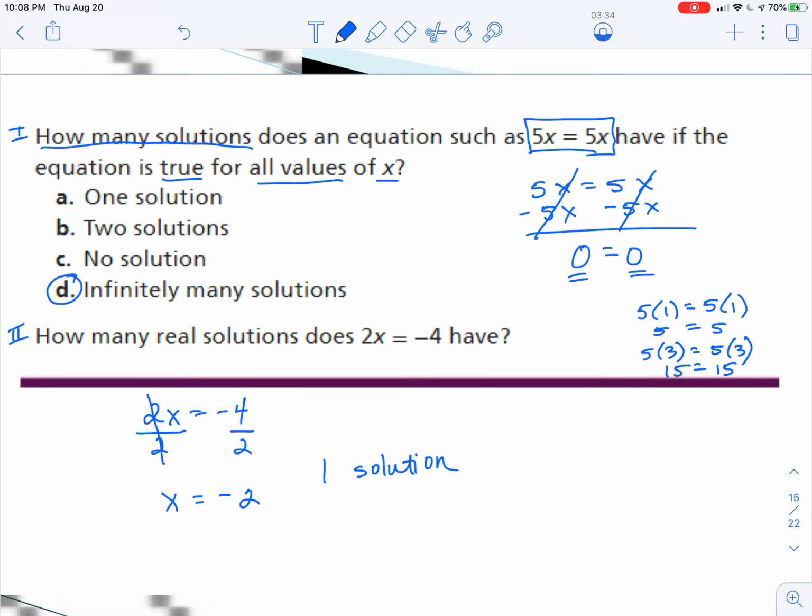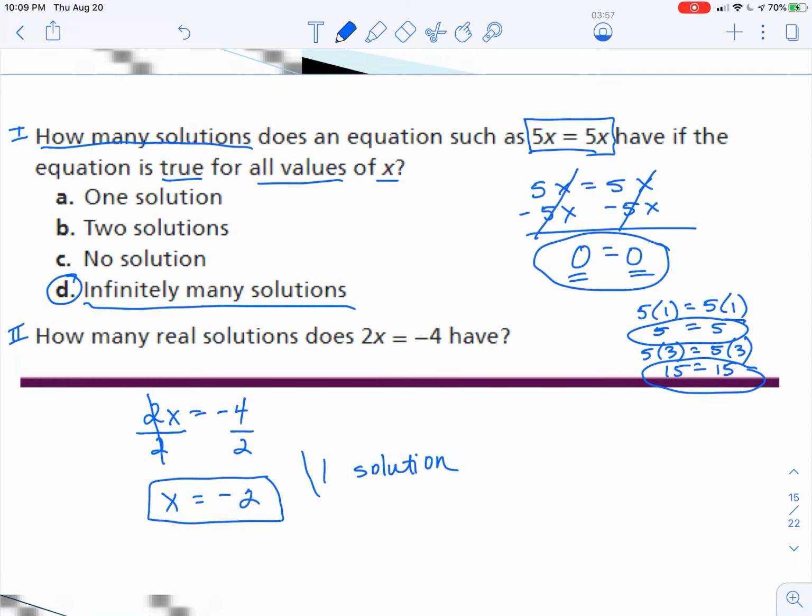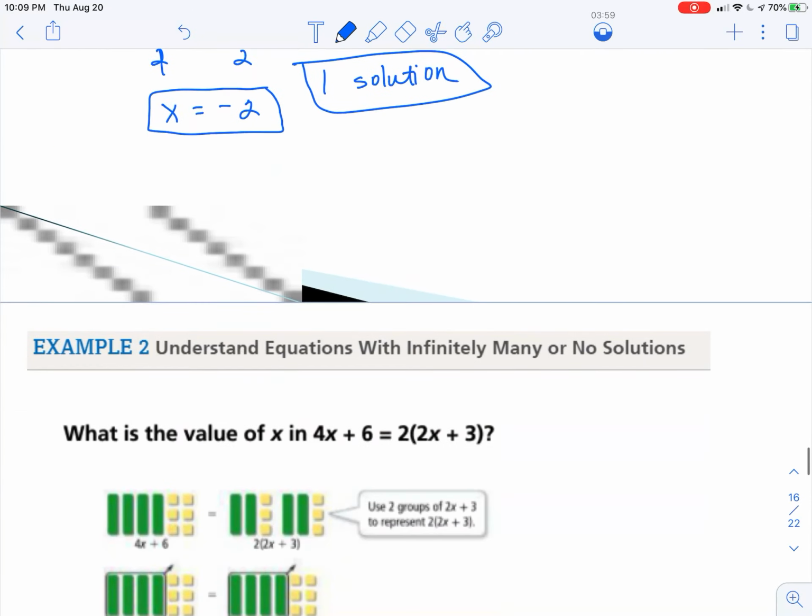So there are 2 different types of equations here, and we're going to be looking at yet a third one in just a moment. The first one has infinitely many solutions. So when you end up with something that turns out to be 0 equals 0, or 15 equals 15, or 5 equals 5, we're looking at infinitely many solutions. In this case, it narrows right down to x equals -2, so we have only one solution here.